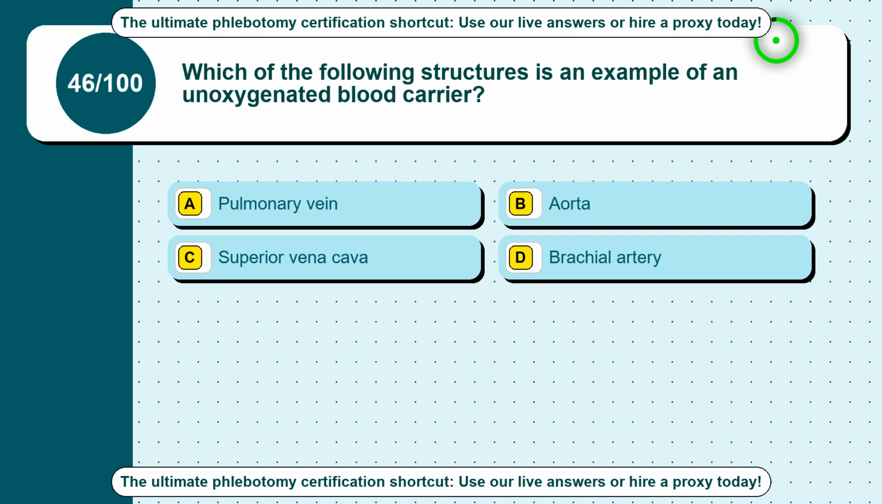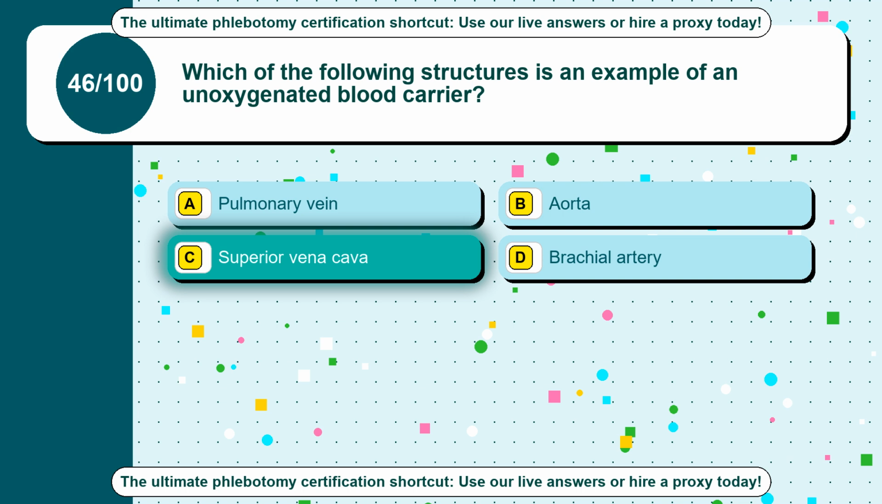Question 46. Which of the following structures is an example of an unoxygenated blood carrier? Option A, pulmonary vein. Option B, aorta. Option C, superior vena cava. Option D, brachial artery. The correct answer is option C, superior vena cava.